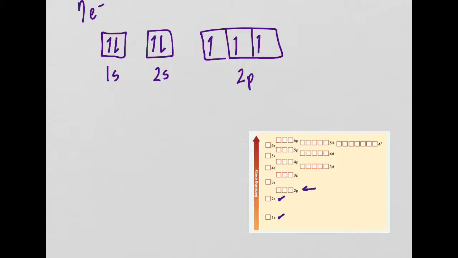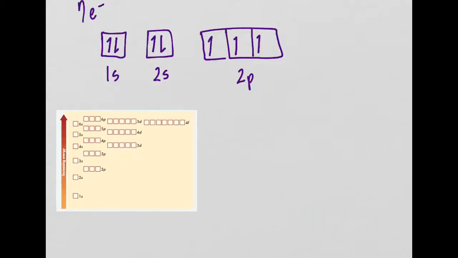This is going to be the last thing I'm going to talk about, and then tomorrow we're going to start writing our electron configurations, but this video is almost over, so bear with me. So let's think about what this 2p sublevel looks like, really what it looks like.